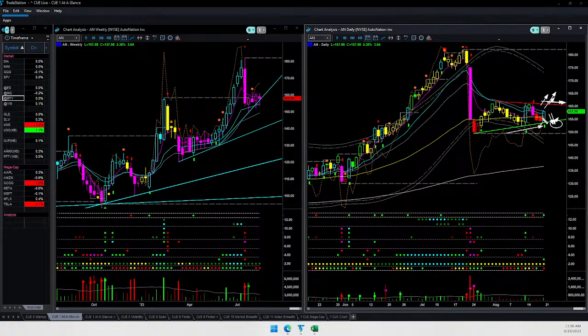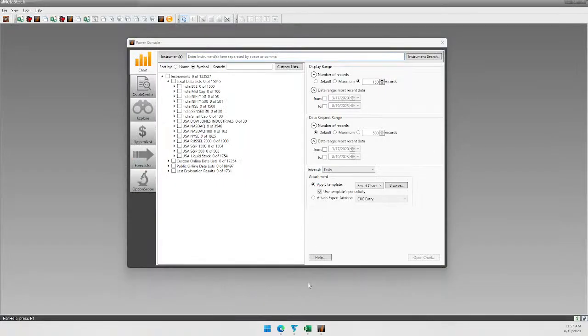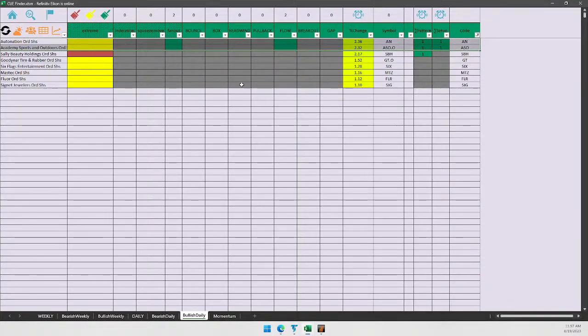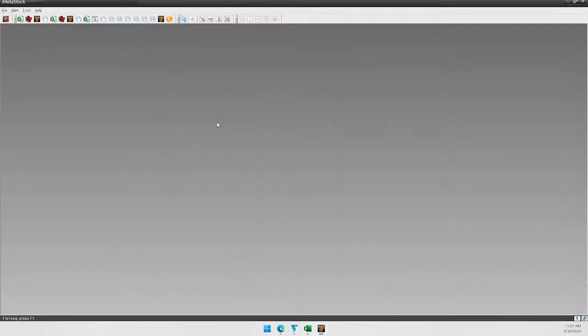But if I have fine-tune, if I'm able to watch it for a while during market hours, I would like to look for a breakout or support using fine tune, but not as of Friday's close. So AN was not a stock I would buy on Friday's close. What about ASO? Okay, my Metastock is back up.